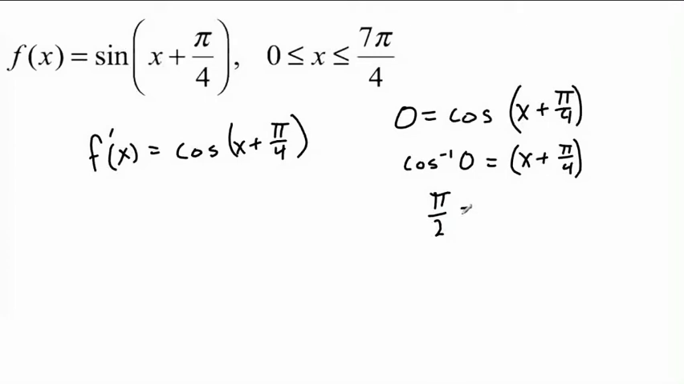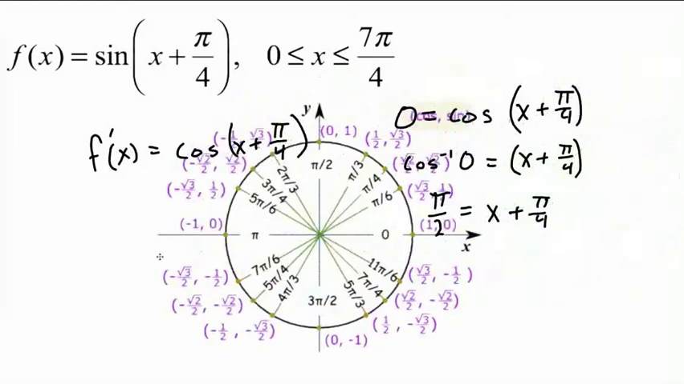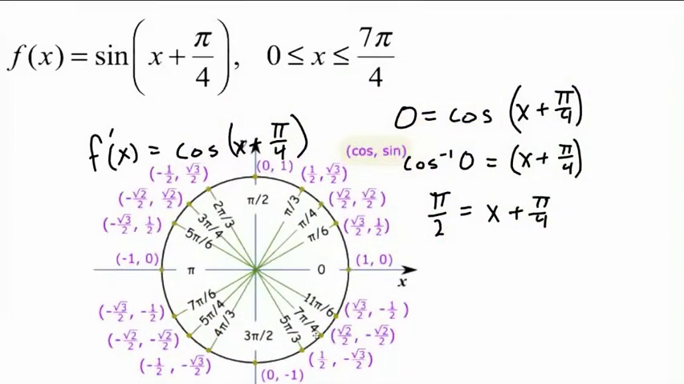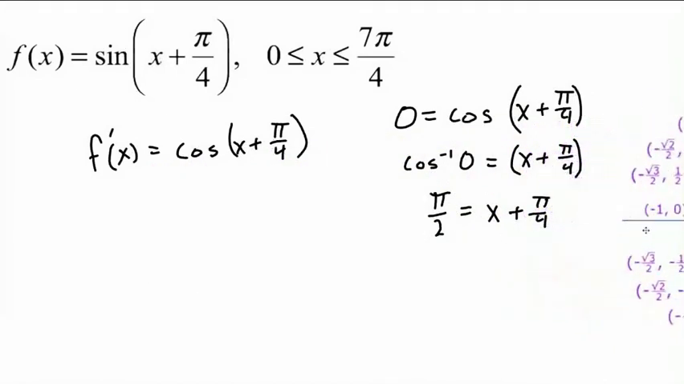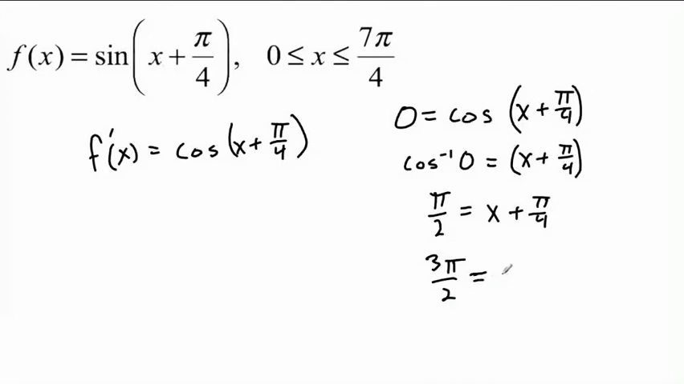So we're going to say this is pi halves, and this is going to equal x plus pi over 4. Now, you also need to remember that we're going all the way to here. So in other words, I need to see if there's anywhere else where the cosine is 0. So here's 0, and then right here, it's 0 as well. So we have to deal with 3 pi halves. So the inverse cosine of 0 is also 3 pi halves. So there are 2 places where that's going to happen.